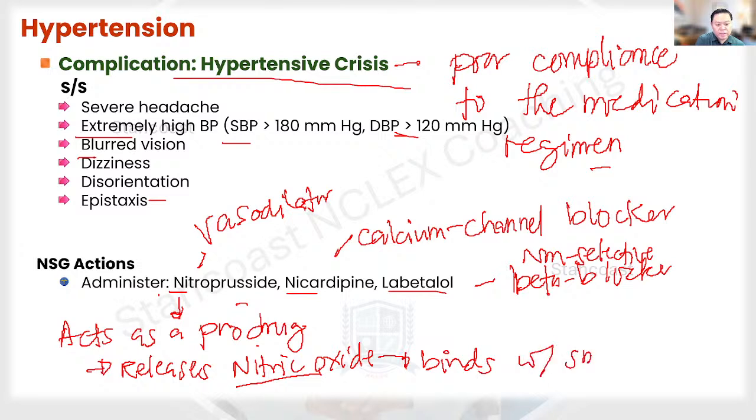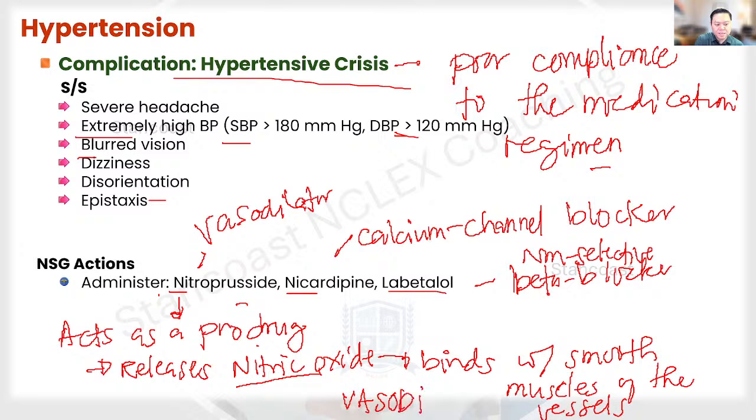With smooth muscles of the blood vessels, it can now result in the relaxation of the blood vessel, vasodilation. So that is the end effect of the nitroprusside. Okay? Nitric oxide can bind to the smooth muscles of the blood vessel, which can result in vasodilation. So it's very effective in treating hypertensive crisis.